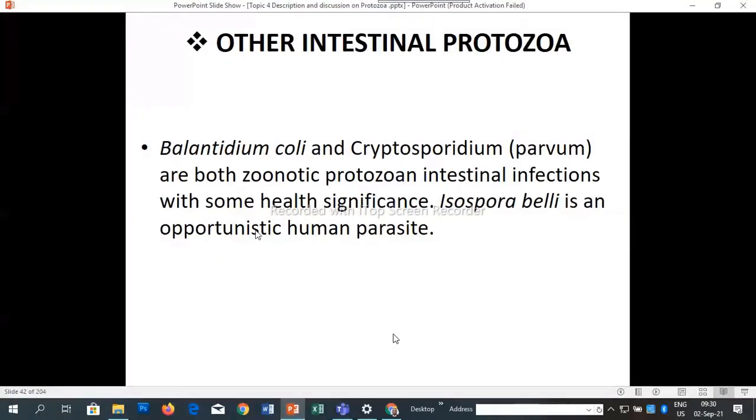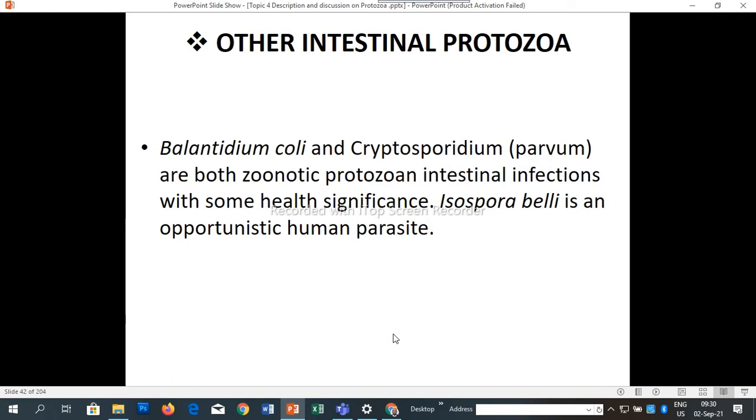Now let's go to other parasites, Balantidium coli and Cryptosporidium. Balantidium coli is a ciliate, and it's not a really common pathogen. It can even be found in the environment. But as I said, immunity contributes to the seriousness or prognosis of the disease. If you are immunocompromised, Balantidium coli can cause diarrhea. The same goes for Cryptosporidium parvum, which causes diarrhea in HIV patients.